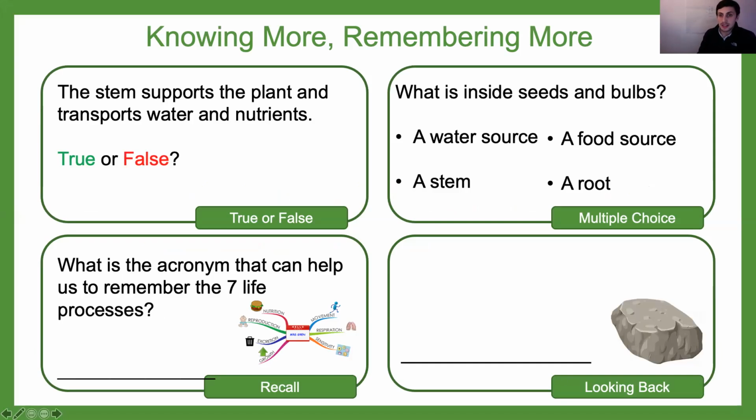Question 2. What is inside seeds and bulbs? Is there a water source inside them? Is there a stem inside them? Is there a food source inside them? Or is it a root inside them? And a recall question from our previous learning. What is the acronym that can help us remember the 7 life processes? And we looked at this in last week's lesson, so you should remember that.